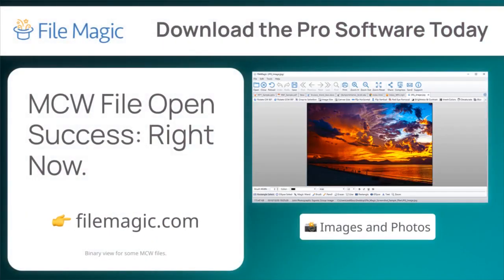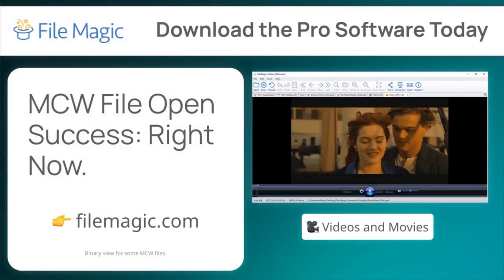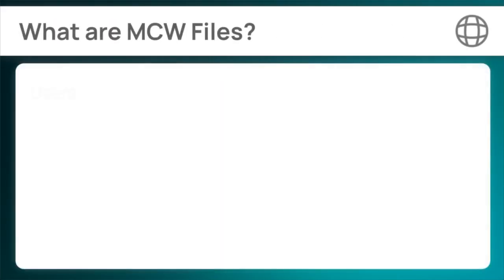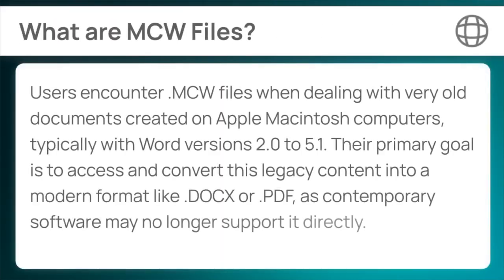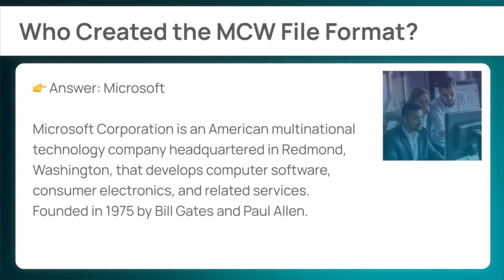We will talk about a powerful third-party MCW file inspection utility that extends its support to hundreds of different file types. Users encounter .mcw files when dealing with very old documents created on Apple Macintosh computers, typically with Word versions 2.0 to 5.1. Their primary goal is to access and convert this legacy content into a modern format like .docx or .pdf, as contemporary software may no longer support it directly.